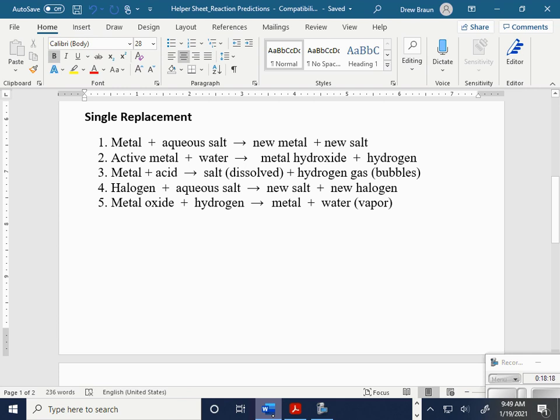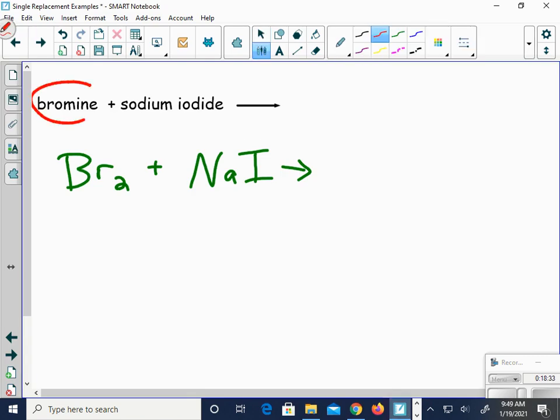This is a single replacement number 4 because bromine is a halogen. So where this is different is that bromine here is not going to try to replace sodium. Bromine's going to try to replace iodine, a halogen replacing another halogen. That's what makes this a little bit more confusing, because all the other ones we've been replacing metals, right? This one's not. This is going to replace the nonmetal.